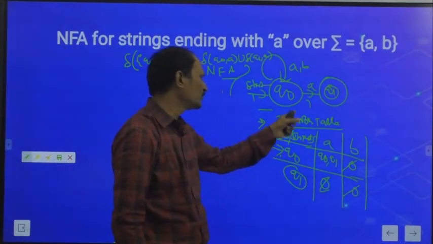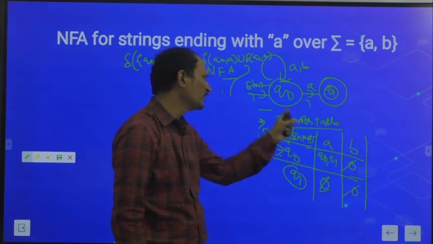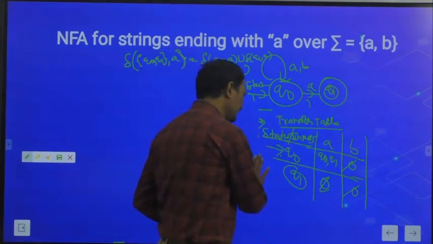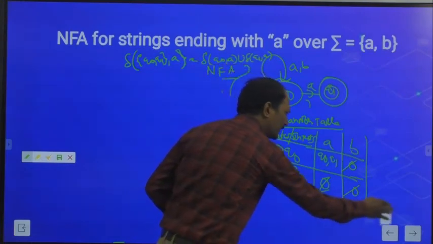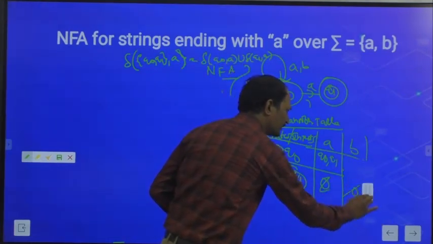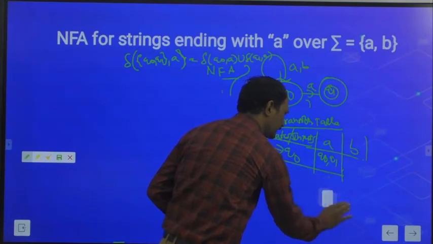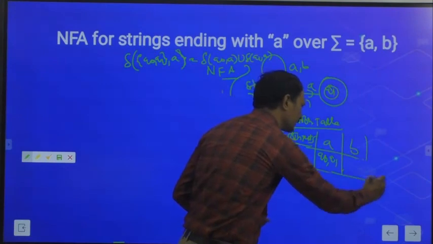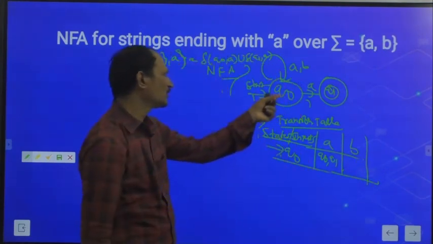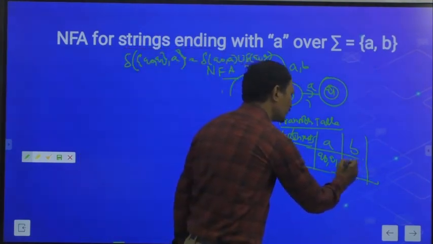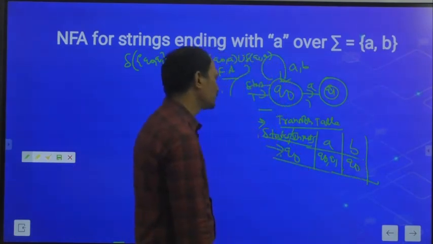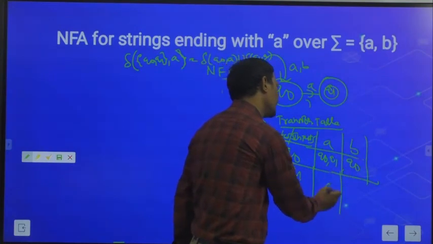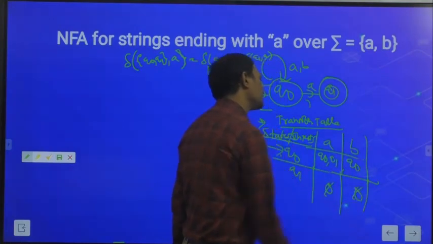q0 on A, it is going to q0 as well as q1. q0 on B, it is going to q0. It is not 5, it is actually q0. Yeah, you can understand it in a better way. So q0 on B, it is actually going to q0. And q1 on A, not going anywhere. q1 on B is also not going anywhere.